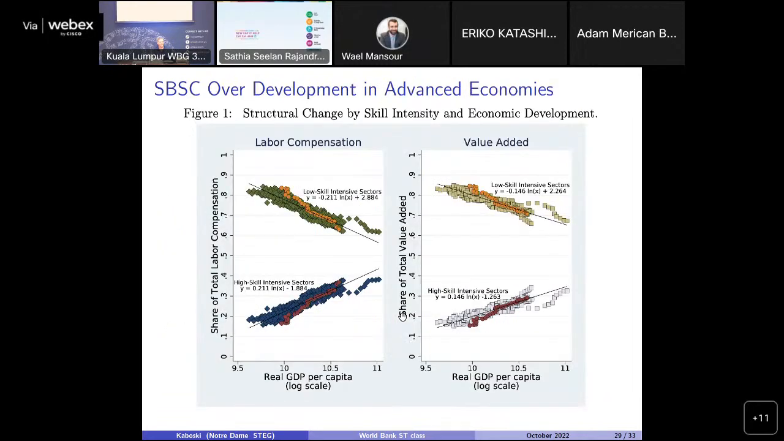So here's the picture where I say highly salient. This is pretty striking. Here we have labor compensation, here we have value-added data. This is advanced economies between 1970 and 2005, I believe. Nothing else that you've seen has been this clean. This is a regression of data on one explanatory variable, real GDP per capita.